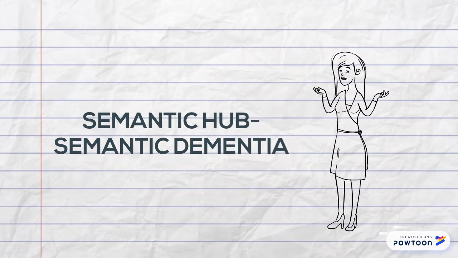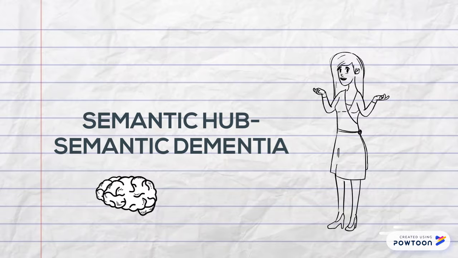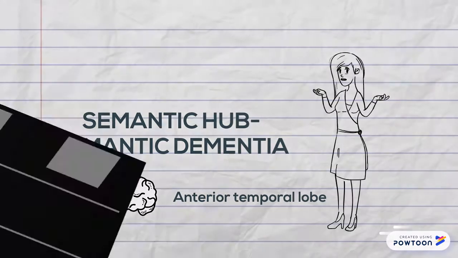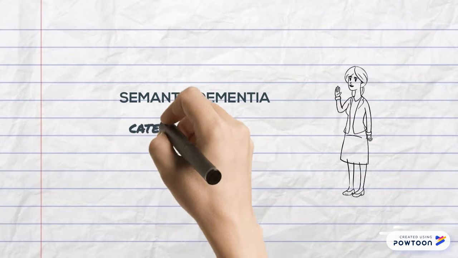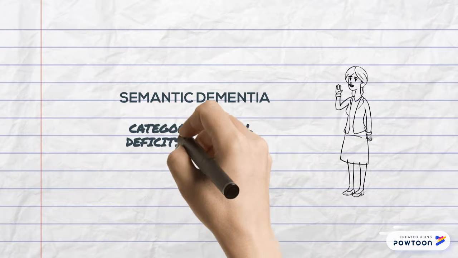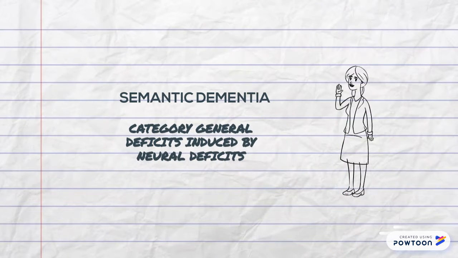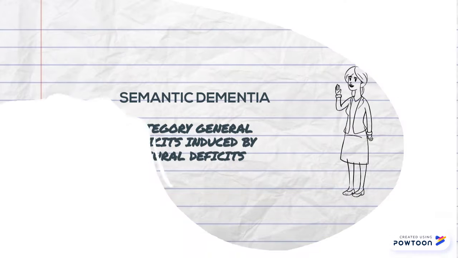A hypothesis regarding the Semantic Hub is that the anterior temporal lobe plays the biggest part. This can be observed in semantic dementia, a degenerative condition in which patients have semantic deficits that affect language, visual objects, and hearing. Semantic dementia provides evidence for category general deficits induced by neural deficits that are localized to anterior temporal lobes.